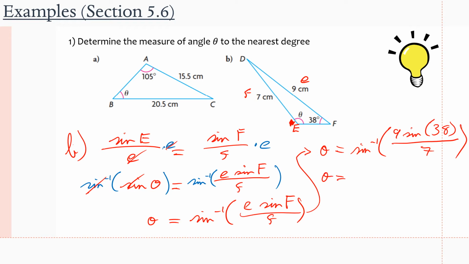If you plug this into your calculator, sine of 38 times 9 divided by 7, and sine inverse of that will give you about 52 degrees. And that's our angle theta.